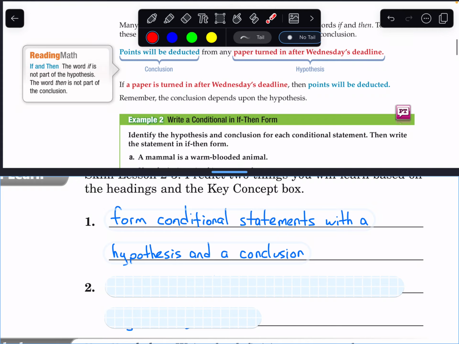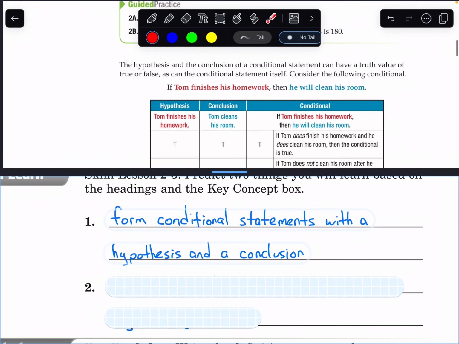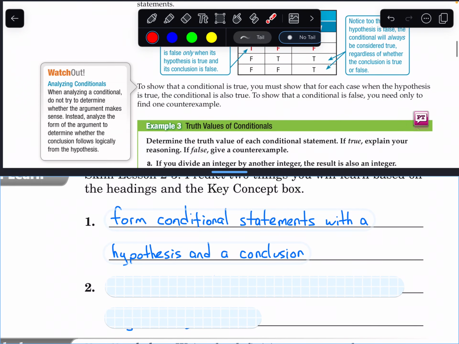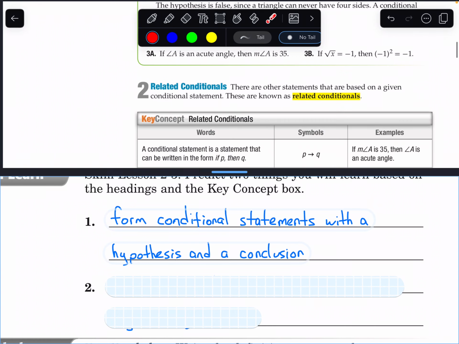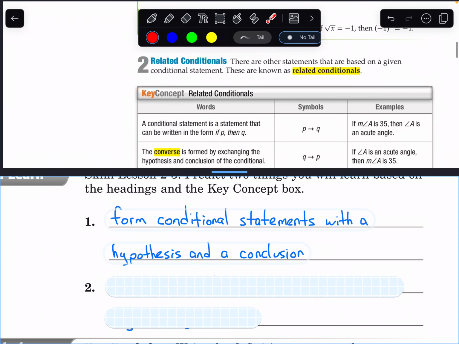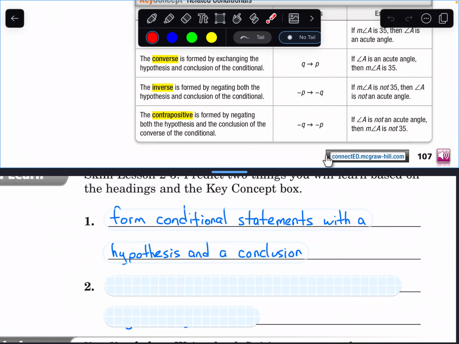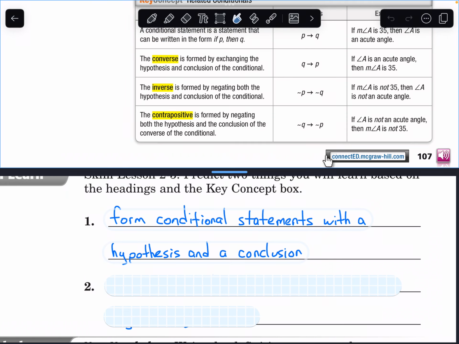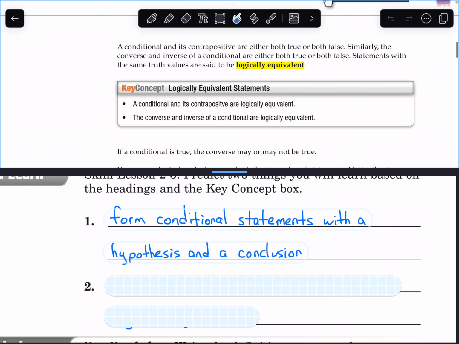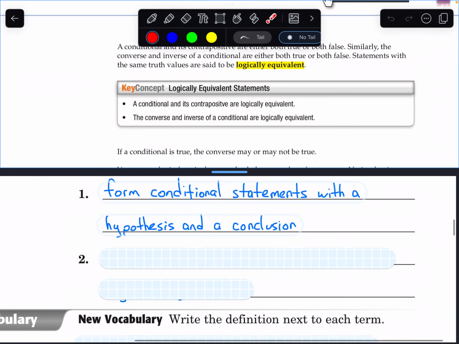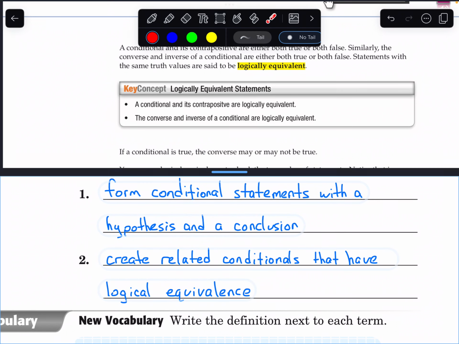Continuing on, after a couple examples, including using truth tables again, we find there are related conditionals. Related conditionals include converse, inverse, and contrapositive. And some of these are logically equivalent. So the second thing we will learn is how to create conditionals that have logical equivalence.